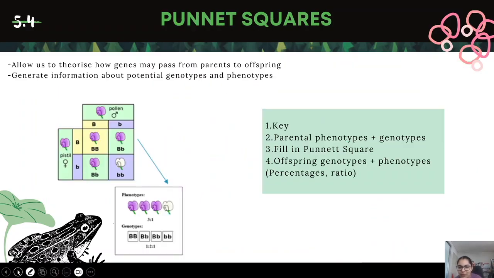So let's move on now and have a look at Punnett squares. This is how we theorize how genes pass from the parent to the offspring. Here we go. This is how we generate potential genotypes and phenotypes. So let's have a look at this.